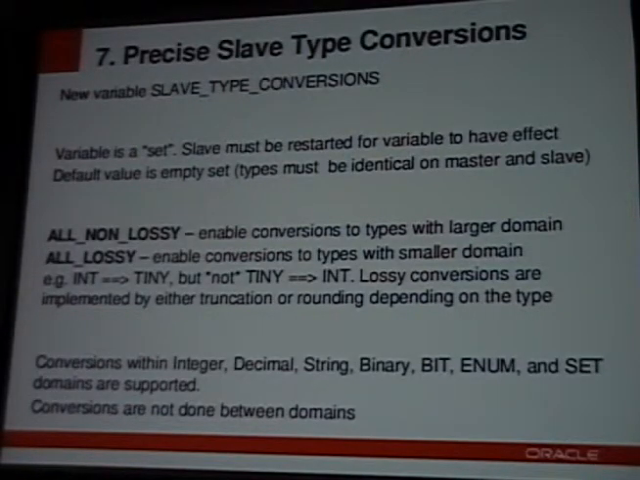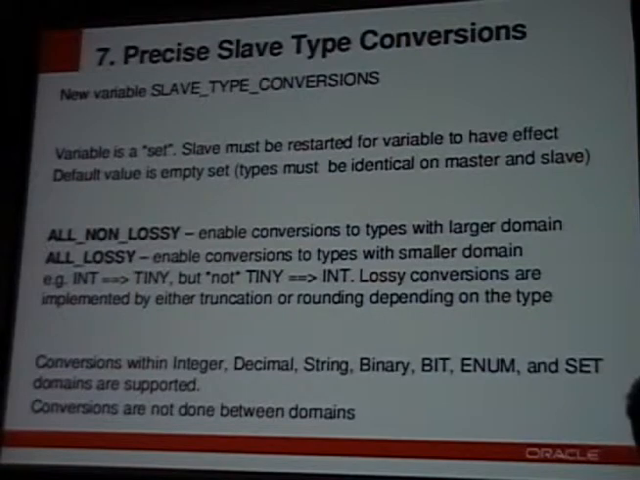So between different types of integers you can do conversions, but you cannot do it from an integer to a binary, for instance. Yes? But with lossy, you don't check for the actual value being inserted, but just for the type on the master and the slave. So if you want to replicate 1 into a tiny int, it still will succeed, because it fits in there. If you have all lossy, then it will be correctly put in there. But if the number is too big for it to fit, then it will be cut.